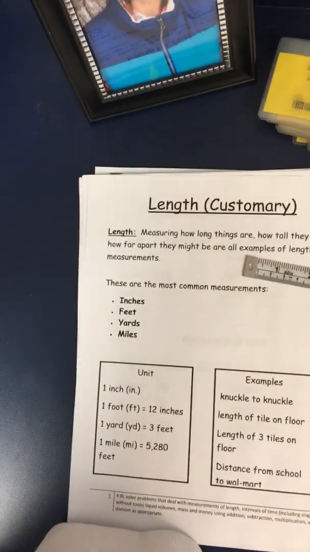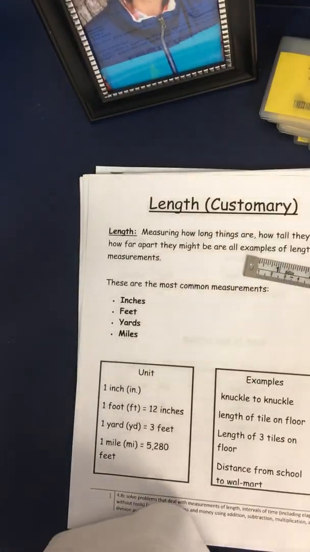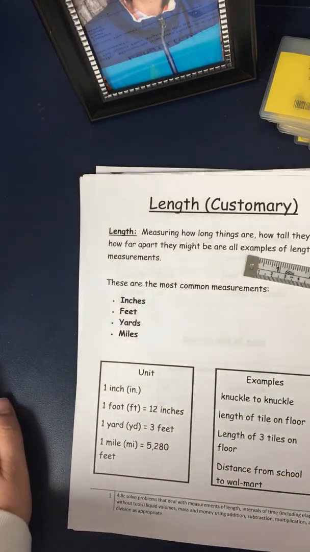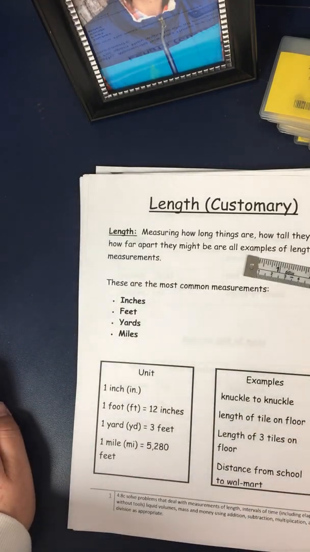So that's a yard, and that's an easy one for us to hit because we can look on the ground and see a tile is 1 foot, and if we know that 3 feet make a yard, then we can look at the length of 3 of them.